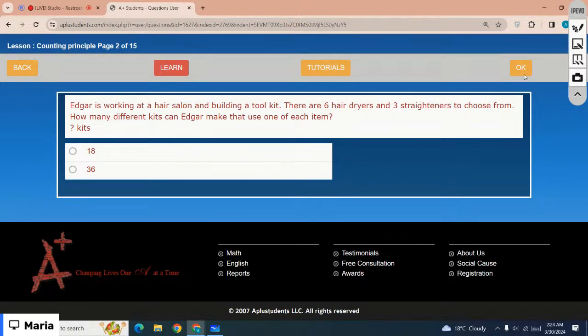Yes, you have to do 6 times 3, right? According to the counting principle, you have to multiply them to calculate the total number of outcomes. You have to do 3 times 6, that is 18. The correct option is 18.